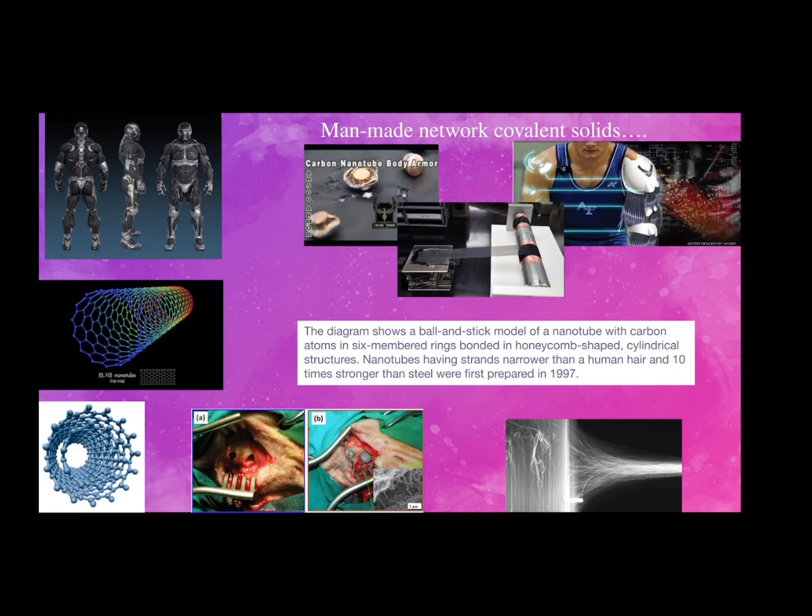Another man-made network covalent solid is something called nanotubes. So on the left, the thing that kind of looks like a rainbow, that's a ball and stick model of a nanotube with carbon atoms in a 6-membered ring bonded in a honeycomb shape. Nanotubes have strands narrower than human hair, but 10 times stronger than steel. So these are used a lot in the medical field. It's just a cool thing that uses chemistry.